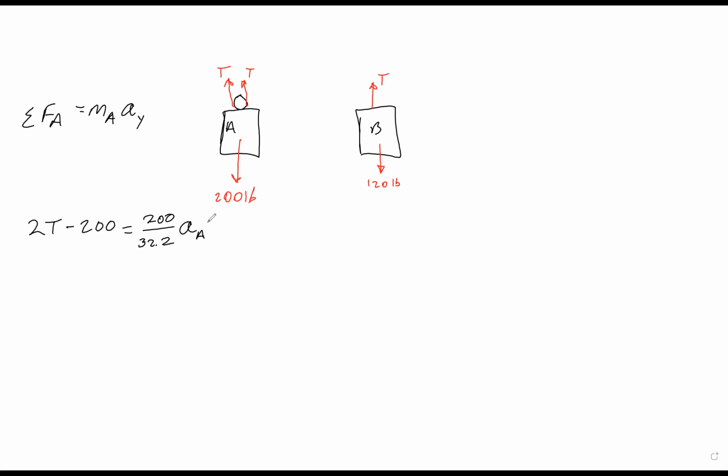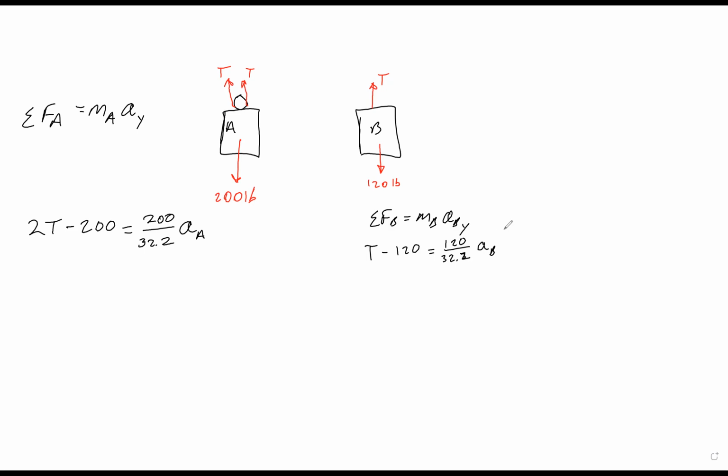Right, and then I'm just going to come over here and do the sum of the forces of B equal to the mass of B times the acceleration of B in the y direction. So we have one tension going up and then minus the 120 pounds going down, equal to the weight of 120 divided by the acceleration due to gravity to get our mass, and then times the acceleration of B. All right, well, we can't get our accelerations or our tensions because we have three unknowns. We have the tension, acceleration A, and acceleration B. We need a third equation. Well, where is that going to come from?